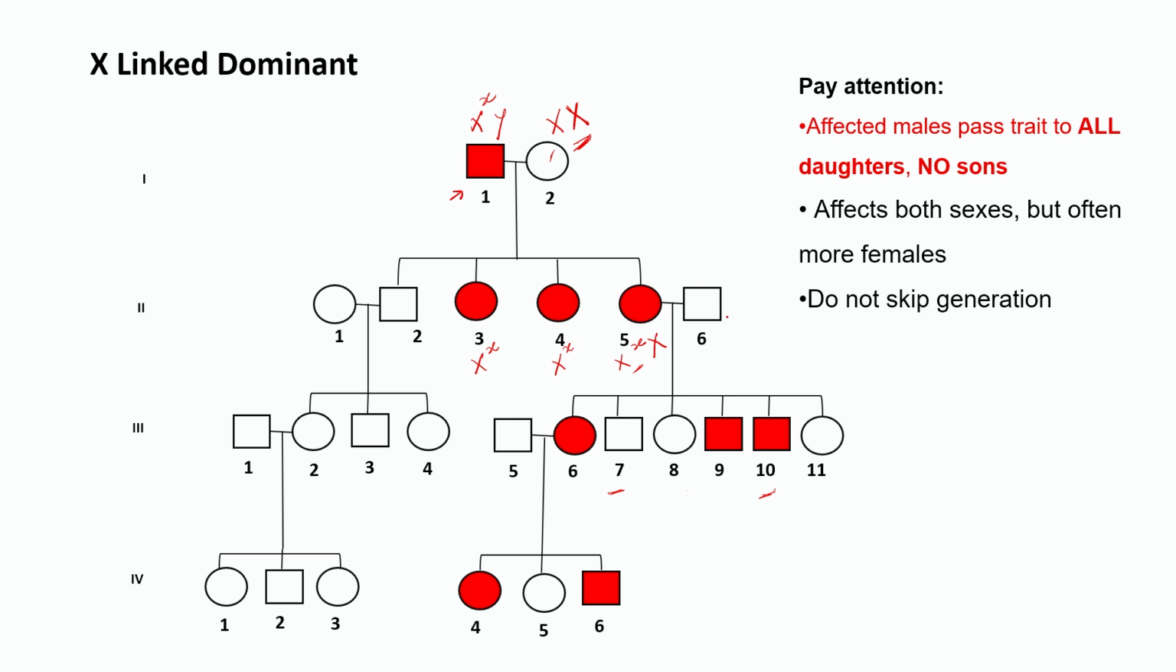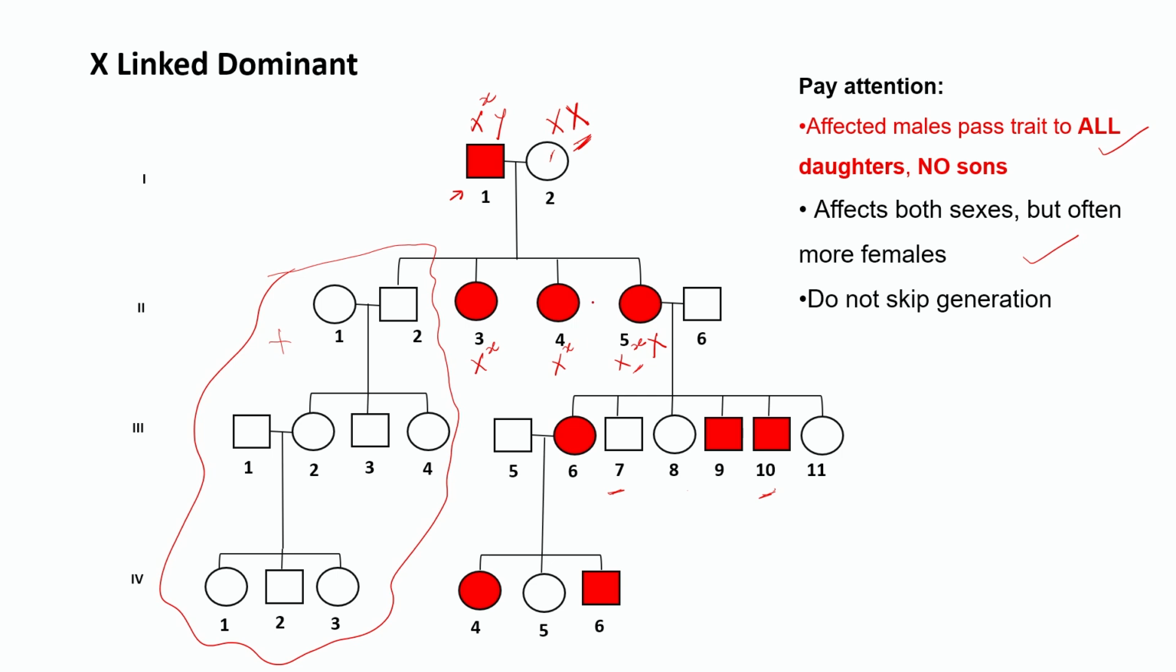And here if you focus, because this allele is not present, it's dominant, and because the parents are not having it to start with, none of the lineages have any disorder. It's a clean side of the pedigree, right? So what you need to pay attention to is that an affected male passes it straight to all daughters and no sons. It affects both sexes, but often more females.